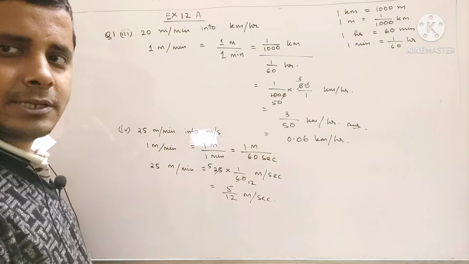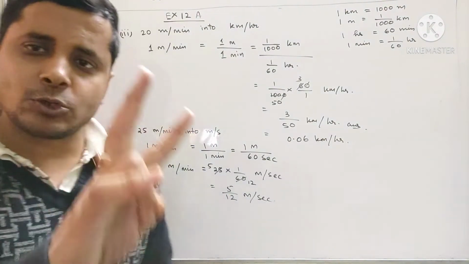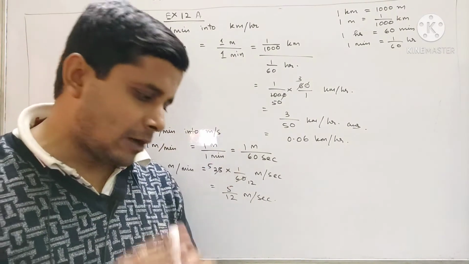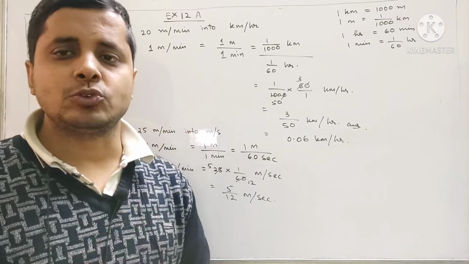Is it clear, students? So now you can take the screenshot, and I hope you can solve the other 2 remaining bits of question number 1. Out of 6 bits, I have solved 4. You have to complete the remaining 2. Clear?